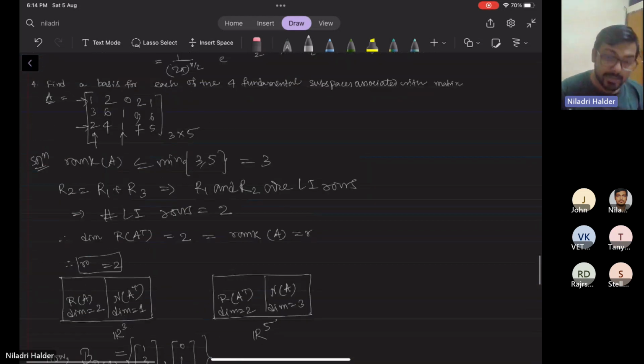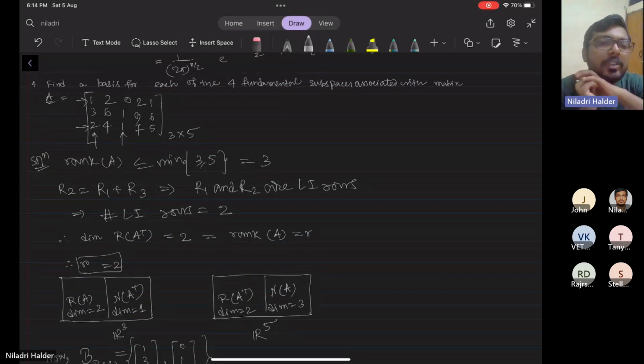So first, let's take a matrix A, which is a 3 cross 5 matrix. We need to find out the basis for each fundamental subspace of that matrix. First of all, we need to find out the rank. Here the rank is less than or equal to min(3, 5), that means rank is less than or equal to 3. There are three rows, but out of those three rows, the second row is the addition of first and third row.